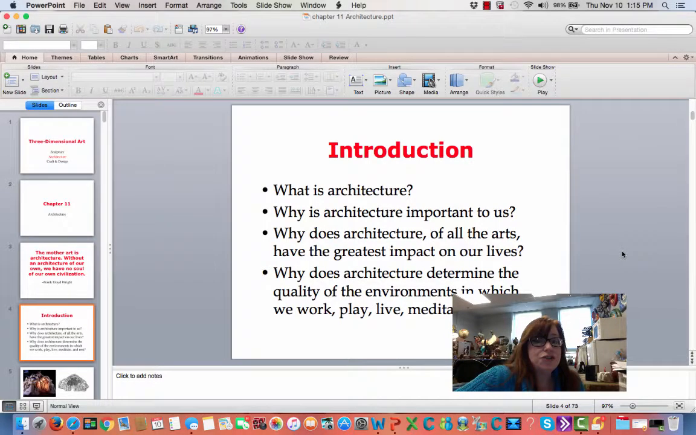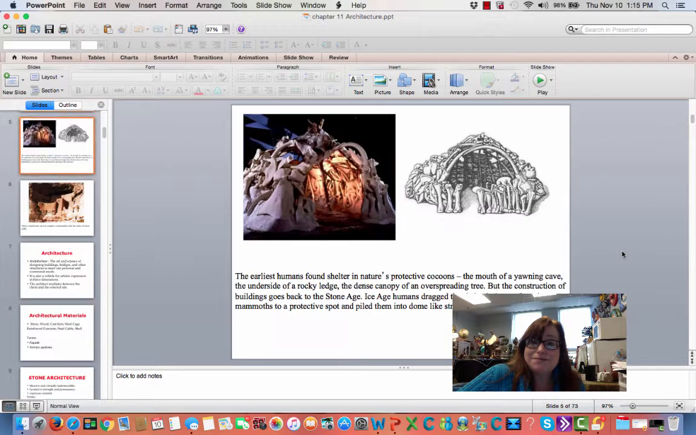So we're going to be asking these questions in this chapter. What is architecture? Why is architecture important to us? Why does architecture of all the arts have the greatest impact on our lives? Why does architecture determine the quality of the environments in which we work, play, live, meditate, and rest?